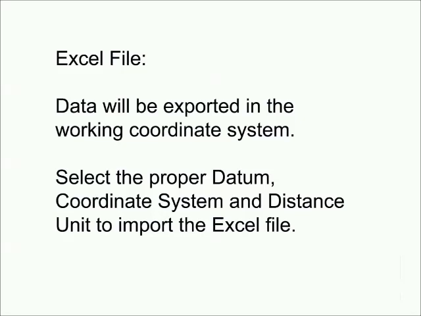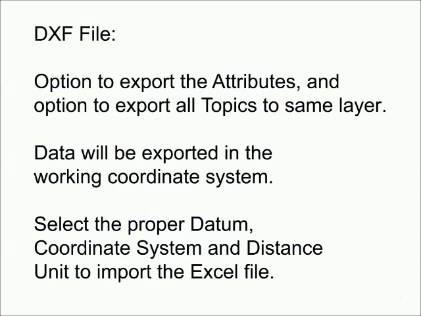DXF files. To export the attributes of the features to the DXF file, mark the checkbox for in block, and then mark the checkbox for with attribute. The app will create a DXF layer for each topic marked for export. To export the selected topics to the same layer, mark the Export to one layer checkbox, and enter the name of that layer in the layer name box.